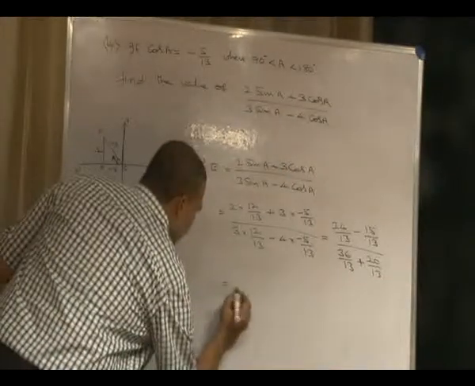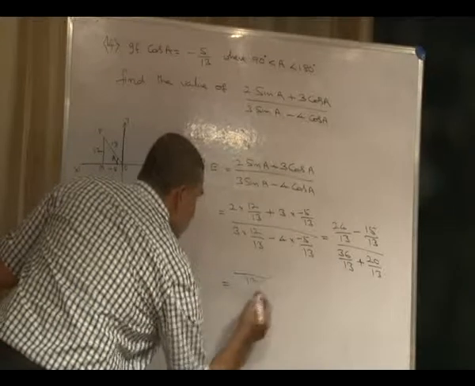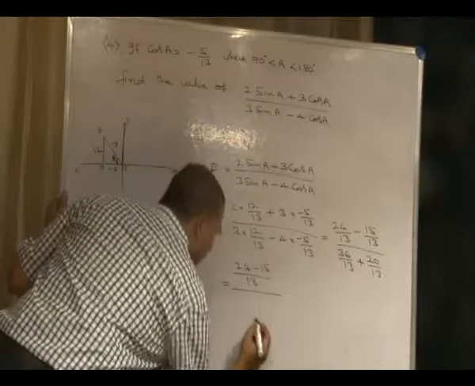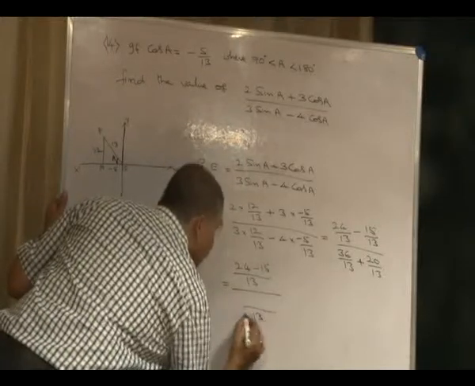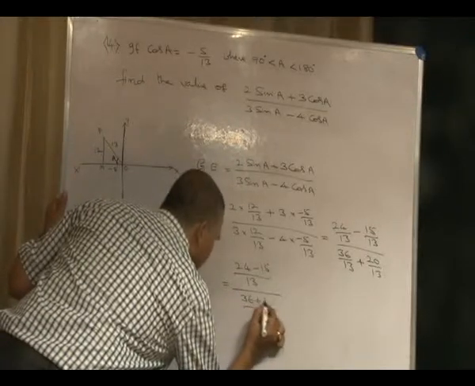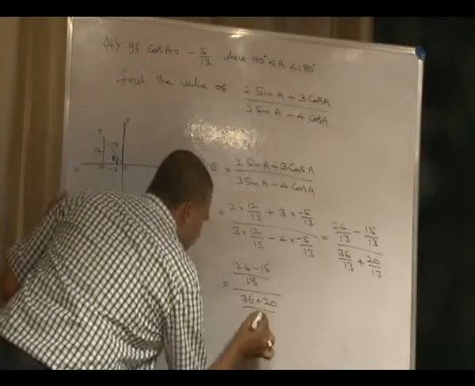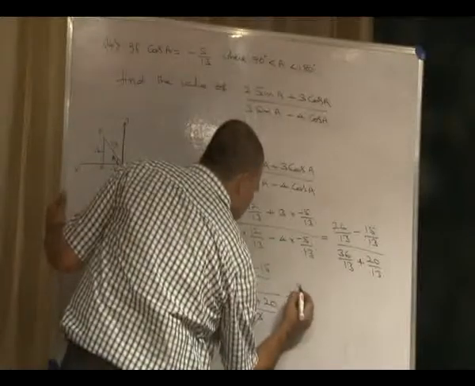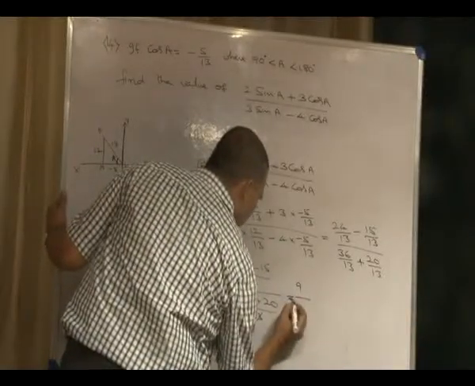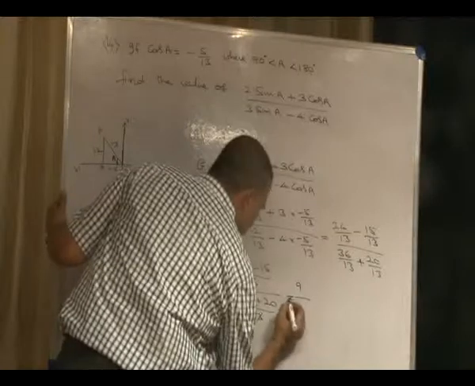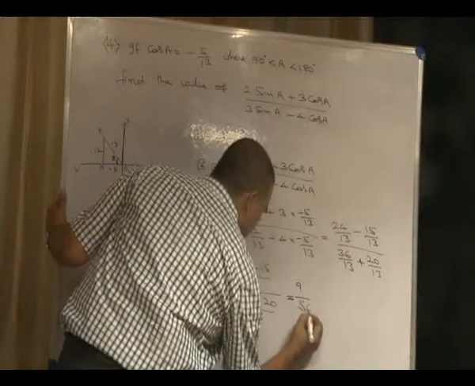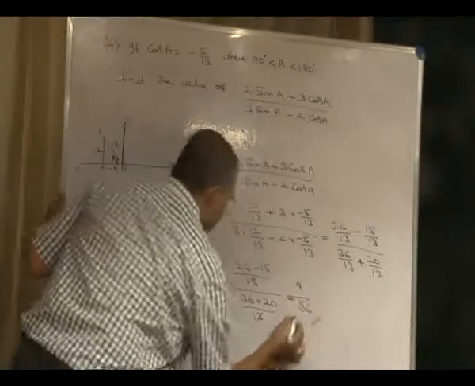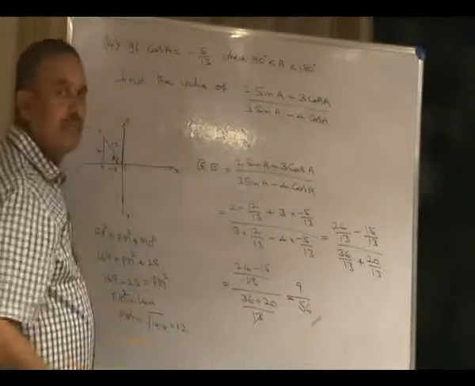The LCM of 13 and 13 is 13. In the numerator, that is 24 minus 15. In the denominator, 13 is the LCM, 36 plus 20. This 13 cancels. 24 minus 15 is 9 by 36 plus 20 is 56. The value of the given expression, the given problem, is 9 by 56.